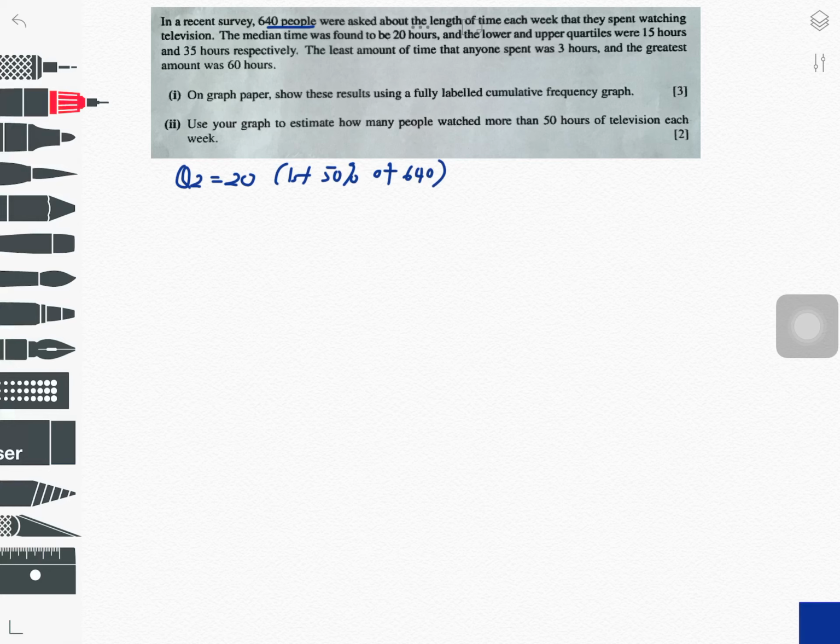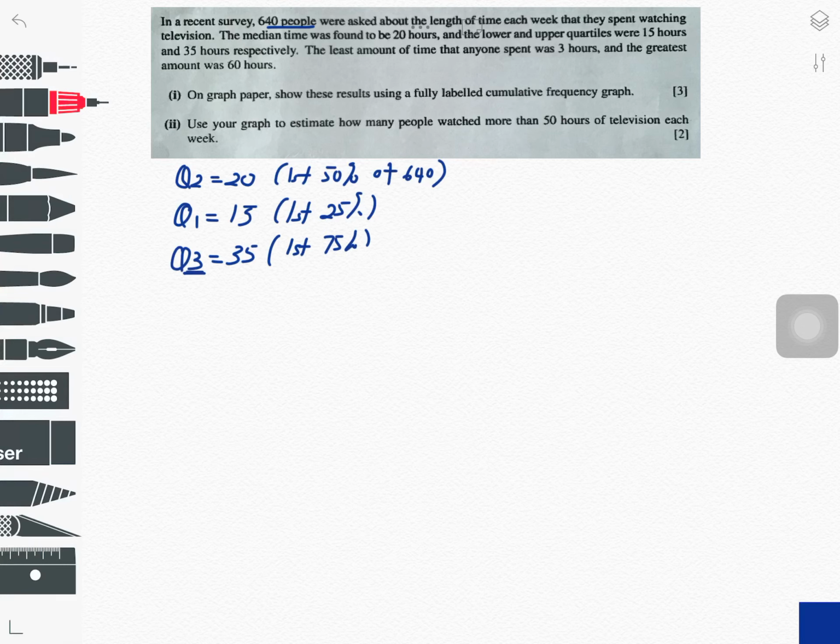And then the lower and upper quartile. Lower means Q1. So what is Q1? First 25%. So the first 25% of your data set. And then the upper quartile is Q3. What is the value? 35. What is the meaning of Q3? First 75% of your data.